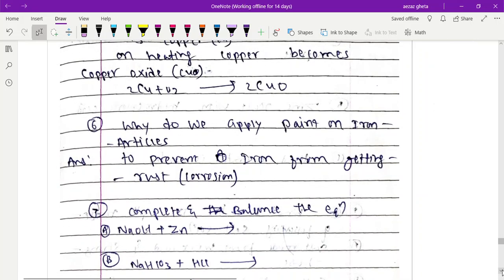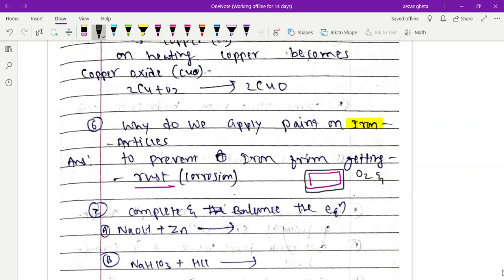Why do we apply paint on an iron article? The obvious thing is that to prevent it from corrosion, that is nothing but rust. If you apply paint over an iron article, it will not get rust, because the metal will not come in contact with oxygen, and it will not come in contact with moisture. To get rust, iron requires oxygen, that is air, and water, moisture. If they are not available, it will not get rust.